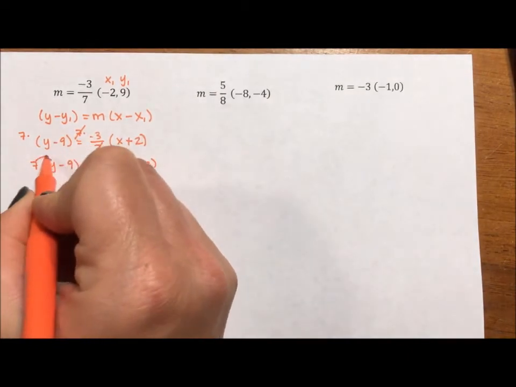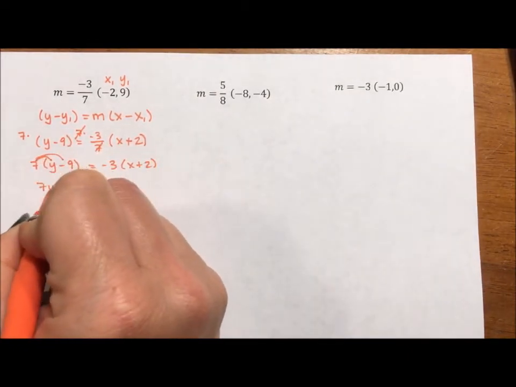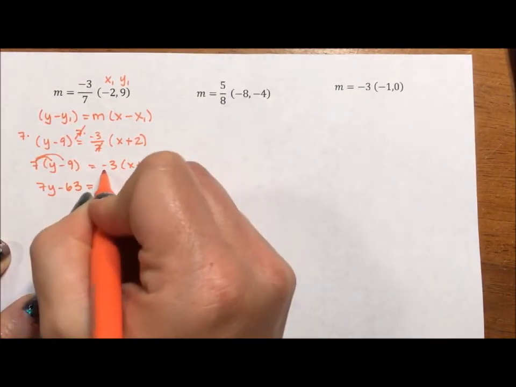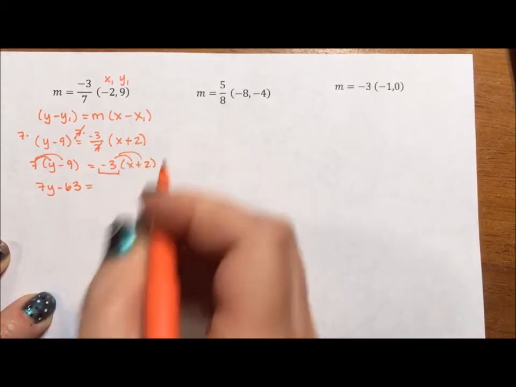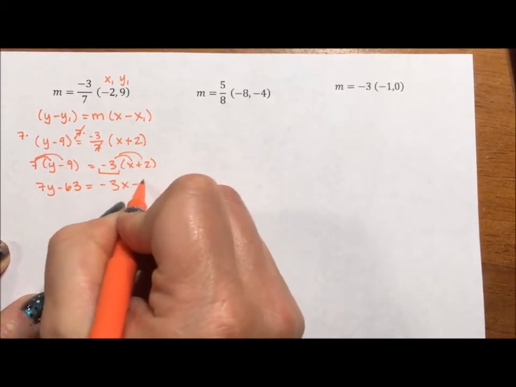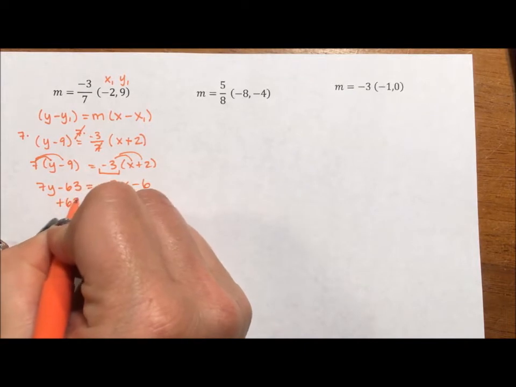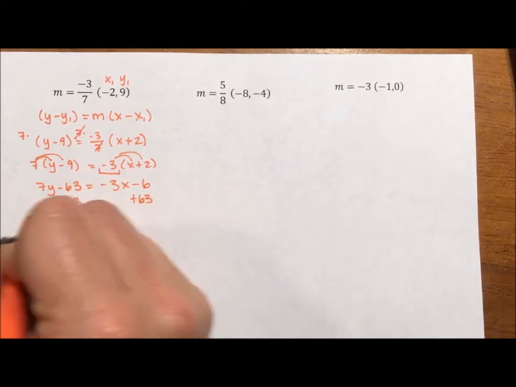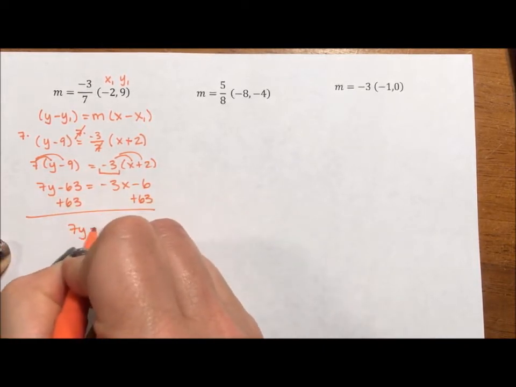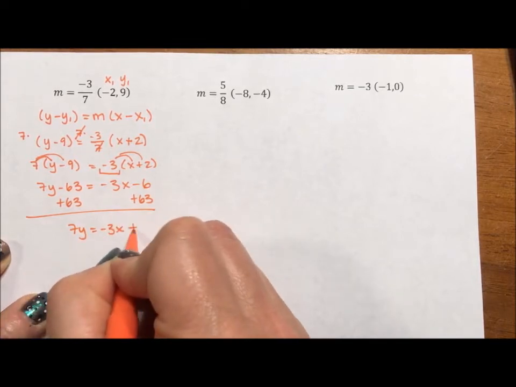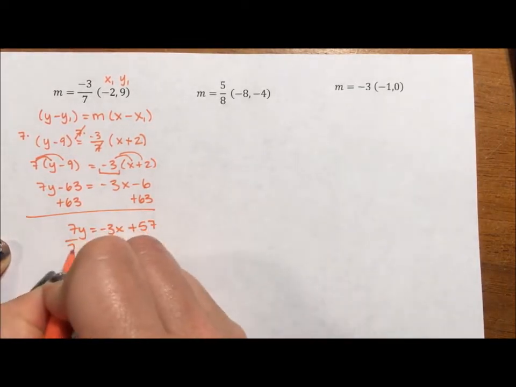Okay, so distributive property. 7y minus 63. This is a negative 3 distributing in. Negative 3x minus 6. I'm going to add this 63 over. So that 7y is equal to a negative 3x plus 57. And then I'm going to divide by 7.